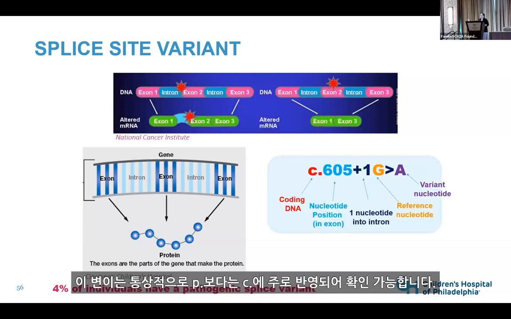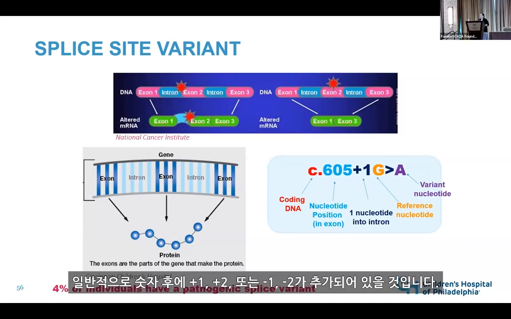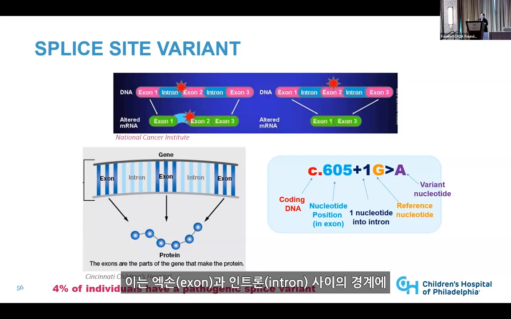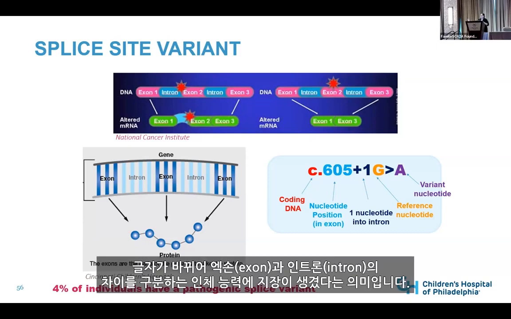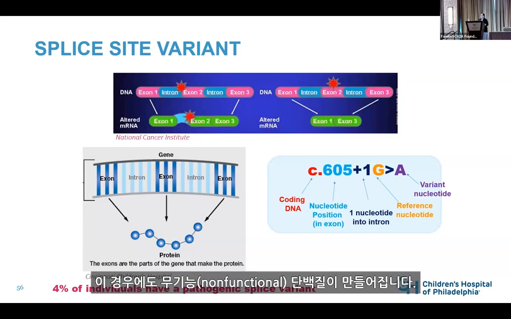So this is something that you would typically see, rather than in the P dot, reflected in the C dot. Typically, it will have a number and then a +1, a +2, or a -1 or -2, and that indicates that at the boundary between where the exon and the intron is, there's some spelling change which interferes with the body's ability to recognize that difference between the exon and intron. And again, this renders a non-functional protein.